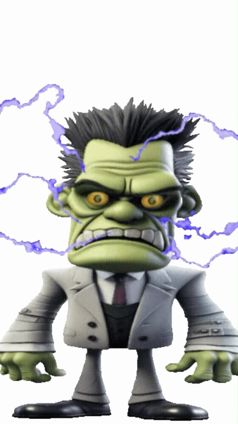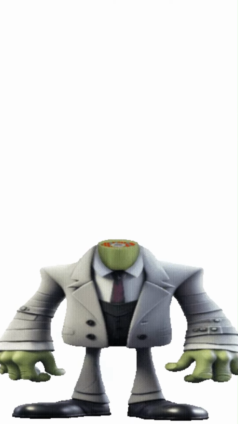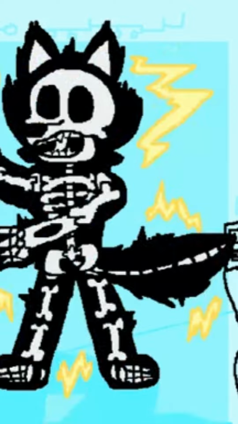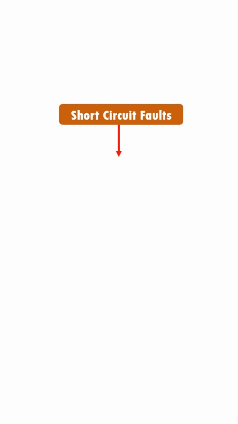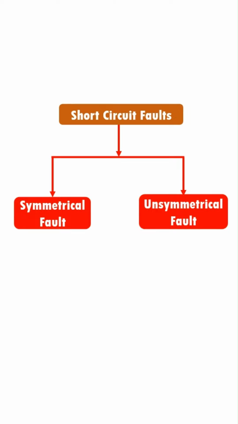In a short circuit fault, the conductors of the different phases come in contact with each other, due to which a large current flows in one, two, or all phases of the system. The short circuit fault is categorized into symmetrical and unsymmetrical faults.